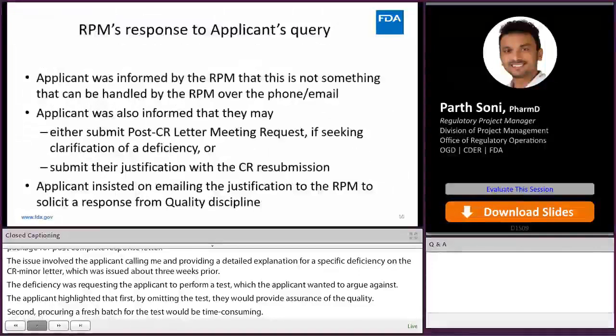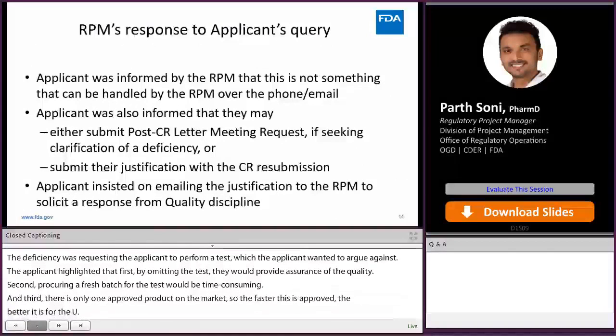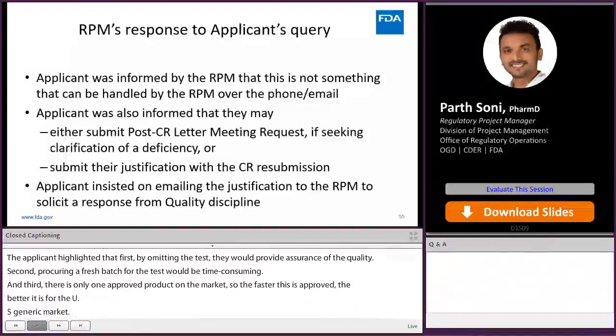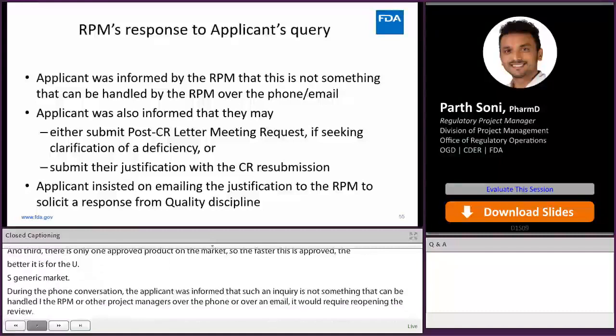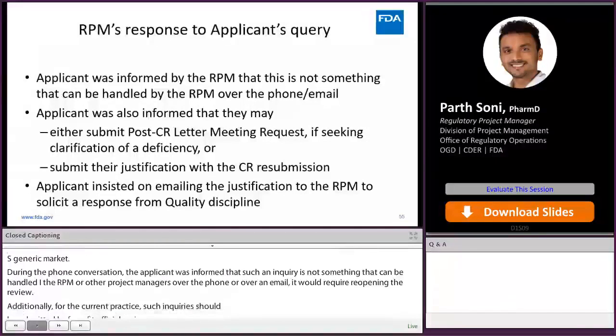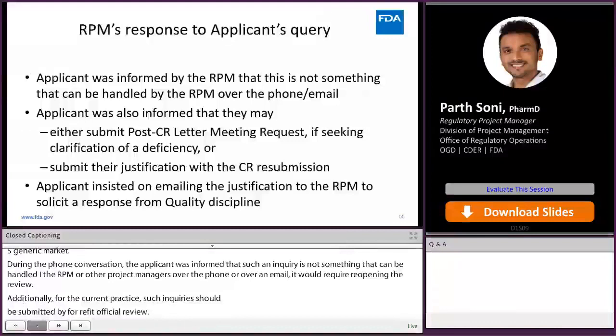During the phone conversation, the applicant was informed that such an inquiry is not something that can be handled by the RPM or other project managers over the phone or an email, because it would require reopening the review. Additionally, per the current practice, such inquiries should be submitted via Gateway for official review. I informed the applicant that they can either submit a post-CR letter meeting request if they're seeking clarification of the deficiency, or submit their justification with the CR resubmission.